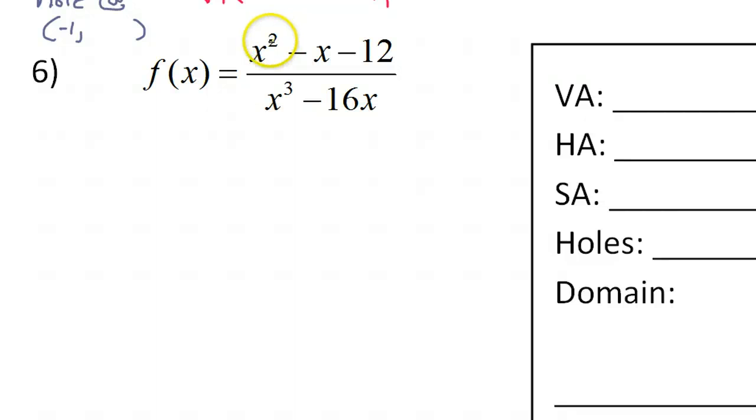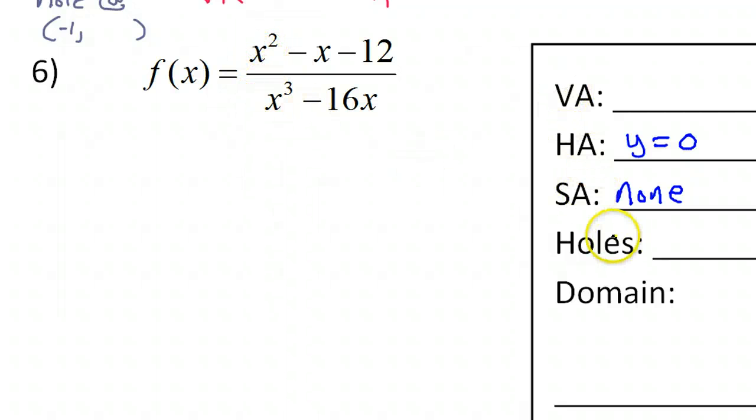If the degree of the numerator is less than the denominator, that means the horizontal asymptote will be y equals 0. That means there will be no slant asymptote. To have a slant asymptote, the top degree has to be higher by 1.